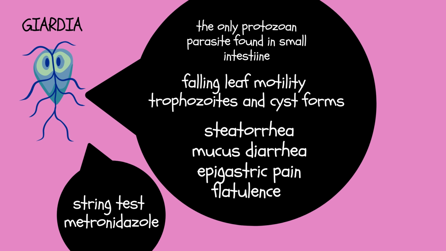There can be lactose intolerance, epigastric pain, and flatulence. So usually in the question, when there is a chronic diarrhea and steatorrhea and some features of lactose intolerance, always think of giardiasis. And the diagnosis is by string test. String test is done, and the treatment is metronidazole.